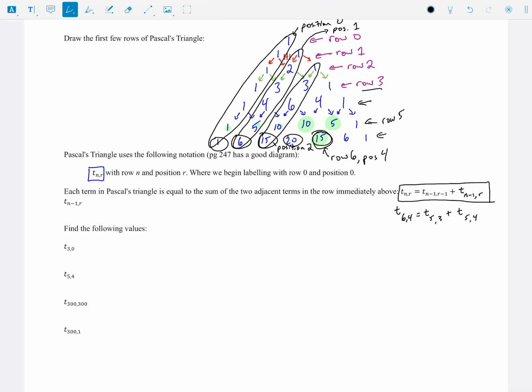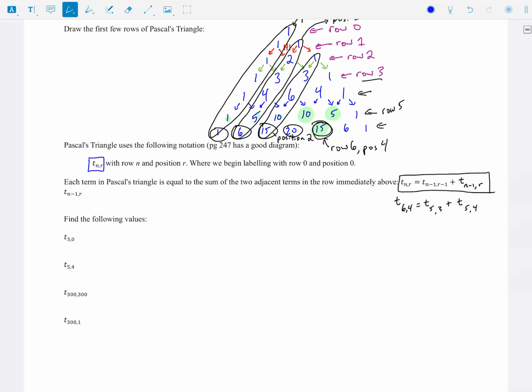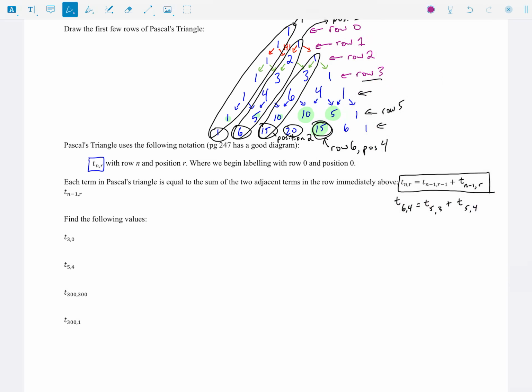All right, let's try and figure out if there's some patterns we can find, and how to use this notation. So T of 3, 0 is, let's see, this is row 3 right here, and position 0. So position 0 is that first spot there. So T of 3, 0 is equal to 1.